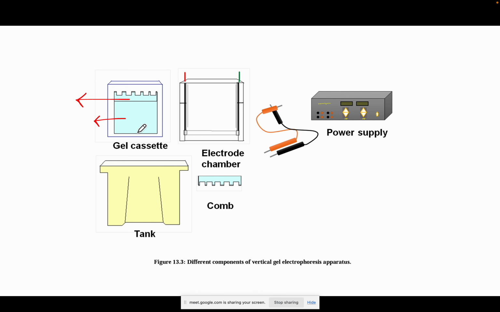Now this is the tank, so you have to put it in the electrode chamber where your positive and negative supply is. You have to fill this tank fully, and you have to fill the electrode chamber fully, and then you will be connecting with the power supply. You have to run your gel at a constant voltage of around 100 to 130 volts.